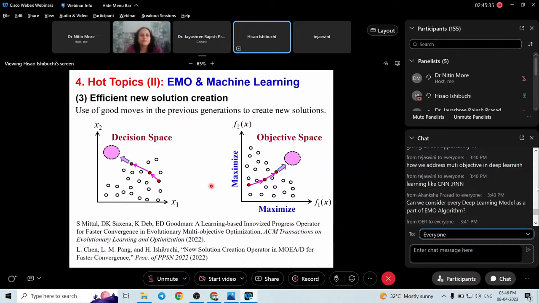Then we can use some machine learning technique to generate the next point, which will be a better solution than the current solution. In this manner, we can use machine learning techniques. But this is a very rough idea, not a very specific technique. And we will have a lot of techniques in this direction. I think that this is a future hot topic. The research just started now. I hope that I have answered the questions about how to use machine learning techniques for multi-objective optimization.